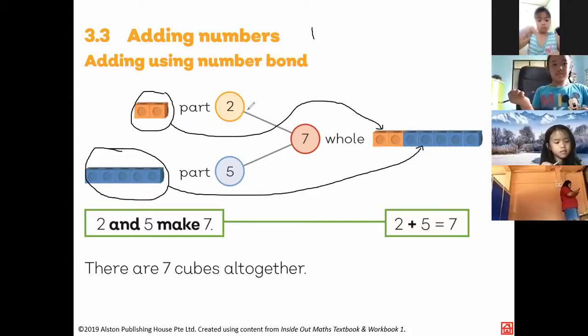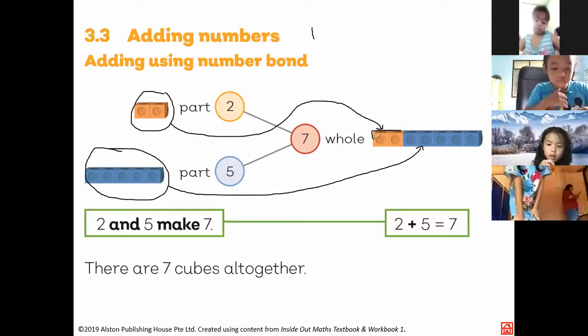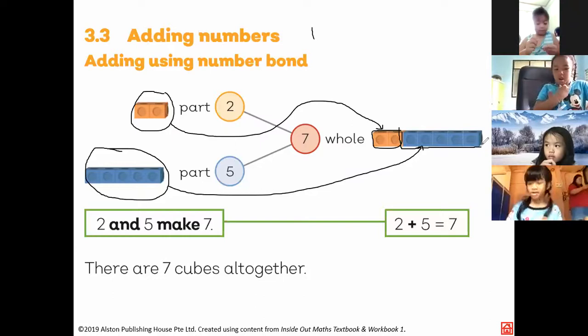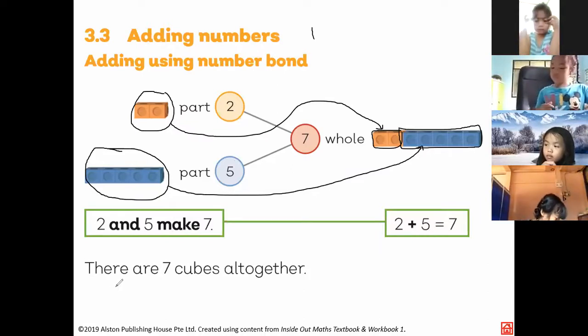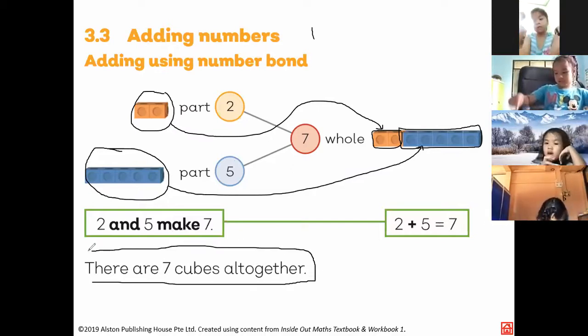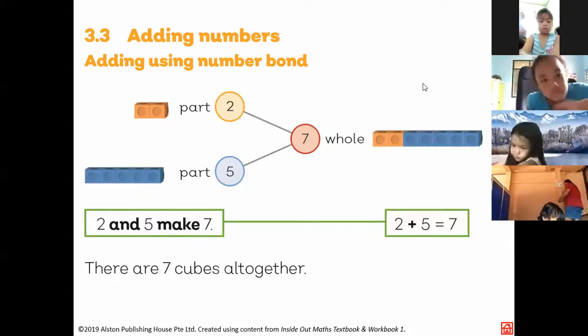Okay, again, one more time. So 2 is right over here, and 5 is right over here. So 2 and 5 make 7, or you can say 2 plus 5 is equal to 7. So there are 7 cubes altogether. All right, now let's proceed to the next slide.